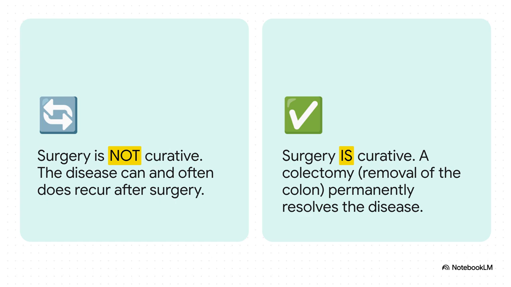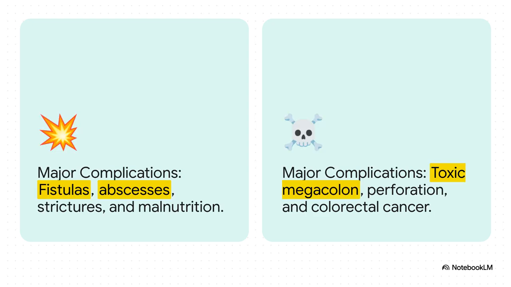But when we talk about surgery, they are from different planets. And this is a huge point for your exams. For Crohn's, surgery is not a cure. You can remove a piece of the bowel, but since the disease can pop up anywhere, it'll probably just come back somewhere else. But for UC, surgery is a cure. Remember, it only lives in the colon. So if you take out the colon, you've taken out the disease. Game over.